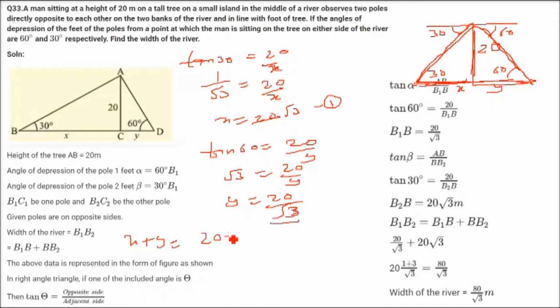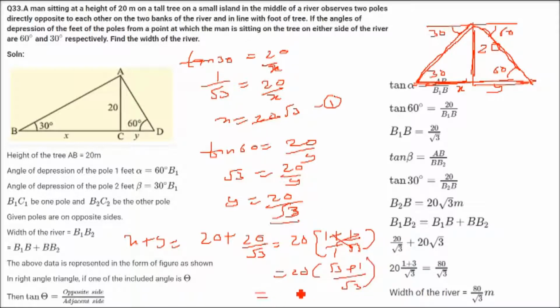It is going to be 20 root 3 plus 20 by root 3. We can take 20 outside, and add just root 3 plus 1 by root 3. So this is the answer. You'd see this is 20 into root 3 plus 1 by root 3. Okay, let me change it. This is 20 root 3.